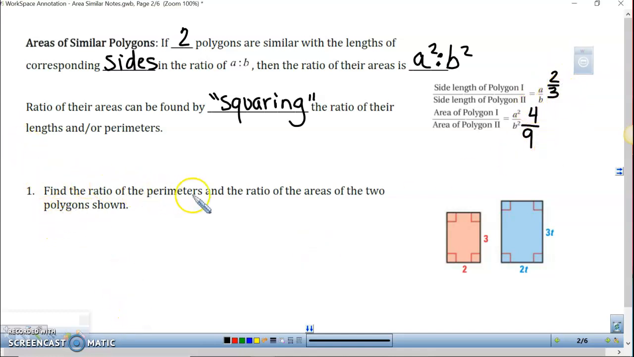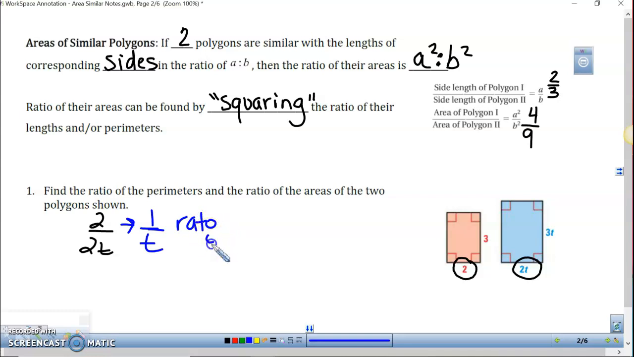So now number 1, find the ratio of the perimeters. So let's first do that. So again, perimeter and side length, they kind of go hand in hand. So I'm going to first say, okay, this 2 corresponds to this one. So remember, it's all about corresponding measurements. So 2 over 2t, these correspond. Well, if I want to find the ratio of these corresponding measurements, I have to reduce this. All right, so you have to reduce, take a 2 out of both. This is what that reduces to. So this is the ratio of the perimeters.